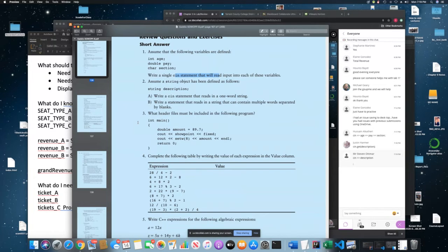Now on part B, write a statement that reads in a string that can contain multiple words separated by blanks. How can I get the entire line in and store it in description? Seeing that cin description reads in a single word, how can I grab the entire line? Yes, that's good. That's correct for A, but not for B.